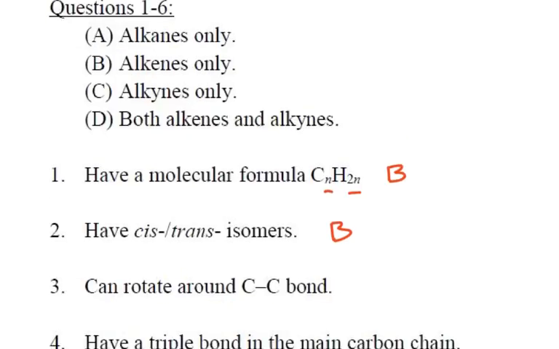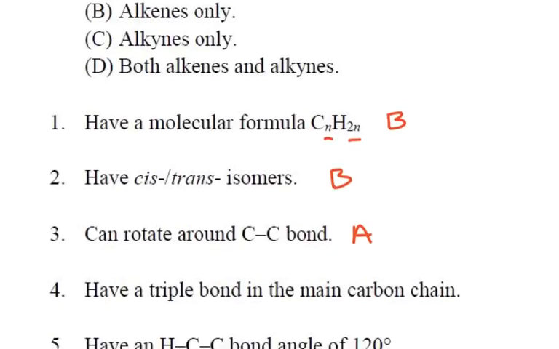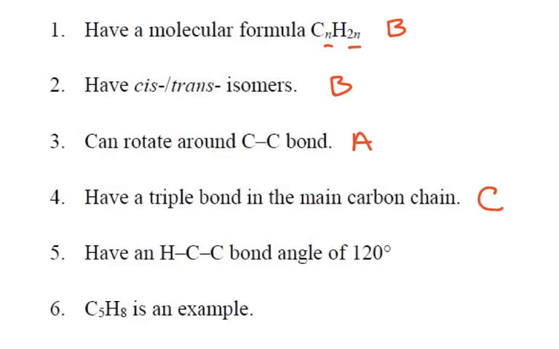You can rotate around the carbon-carbon bond. That is alkanes, all single bonds. Those can rotate. The others are stuck because of those springs in our models. Have a triple bond in the main carbon chain. A triple bond is what we see in the alkynes. Answer C. A bond angle of 120. A bond angle of 120 is what we have when there is a carbon-carbon double bond. And so that would be an alkene. Answer B.